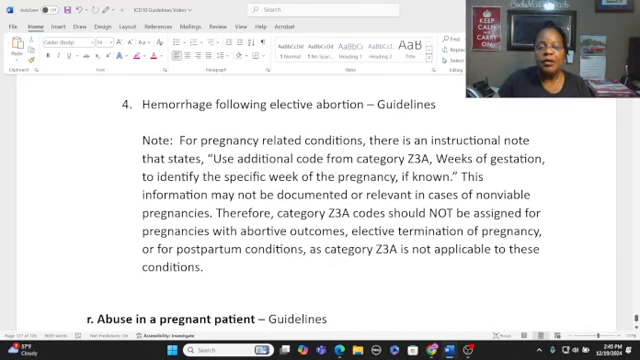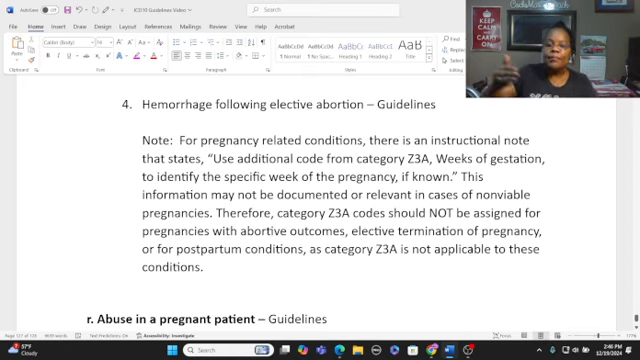For pregnancy related conditions, there is an instructional note that states use an additional code from category Z3A for weeks of gestation to identify the specific weeks of the pregnancy if known. This information may not be documented or relevant in cases of non-viable pregnancies. Therefore, category Z3A codes should not be assigned for pregnancies with abortive outcomes, elective termination of pregnancy, or for postpartum conditions, as category Z3A is not applicable to these conditions.